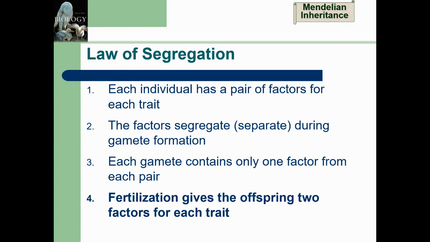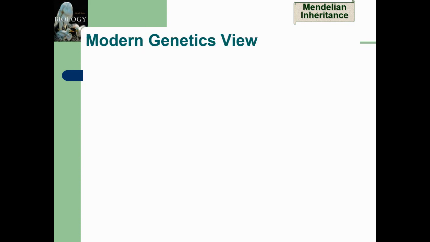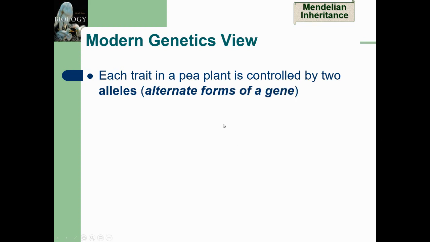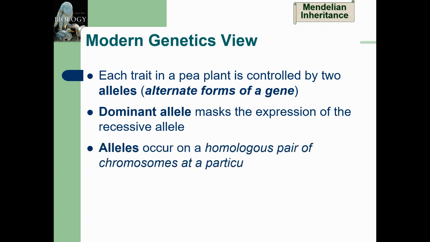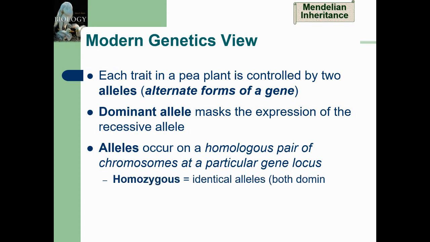So if we put that in the vocabulary that you learned in chapter 10, we would say that each trait in a pea plant is controlled by two alleles, the alternate forms of a gene. The dominant allele masks the expression of the recessive allele. Alleles occur on a homologous pair of chromosomes at a particular locus or position on the chromosome.